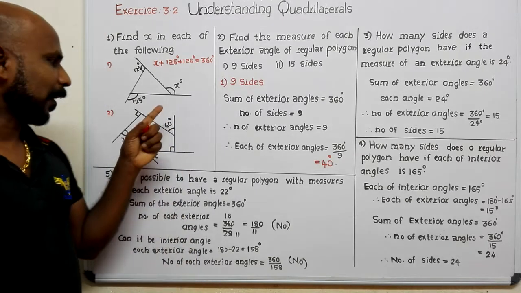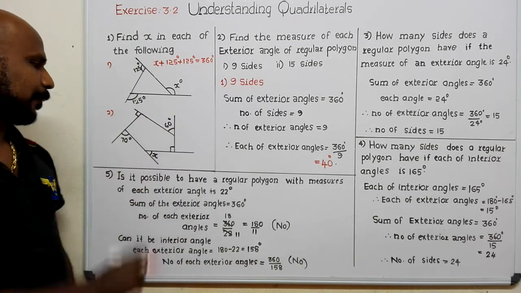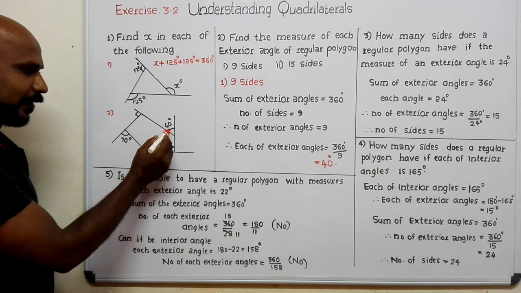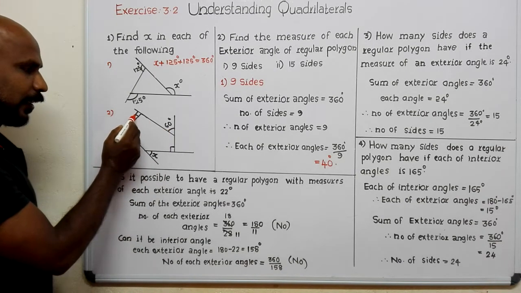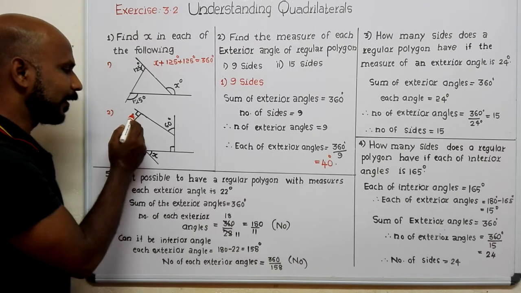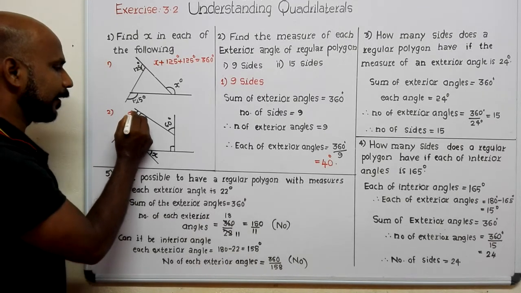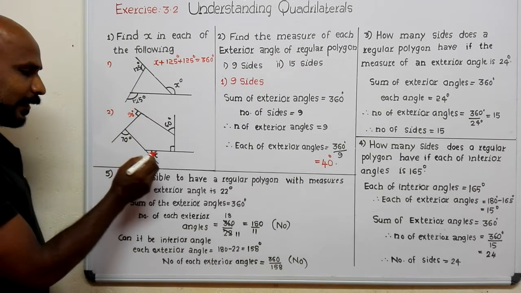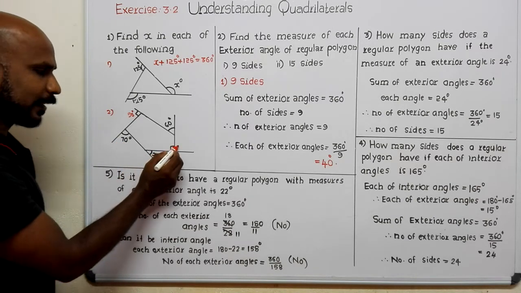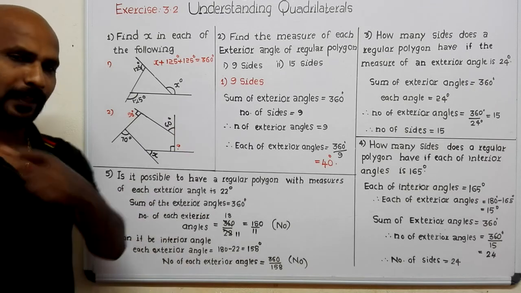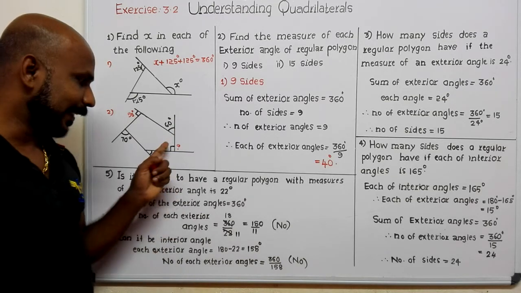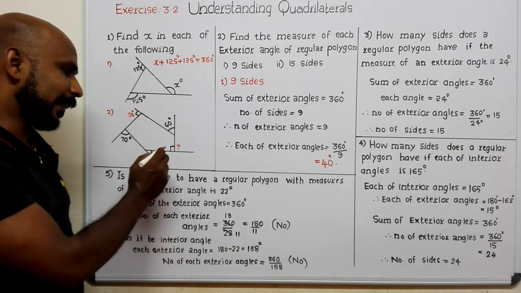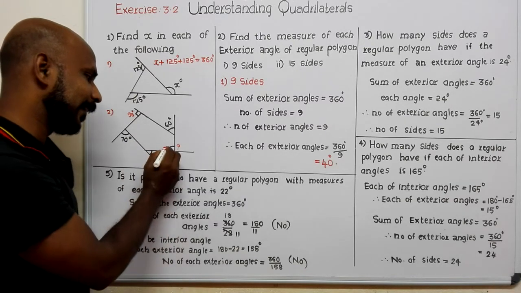Now we can do the same for the second question. Here one of the exterior angles is given. If you see this symbol, what does it mean? It means it is 90 degrees. And this is 70 degrees, another exterior angle. This x you want to find out, and this is not given also. We already know that this is the interior angle of that polygon, which is 90 degrees.